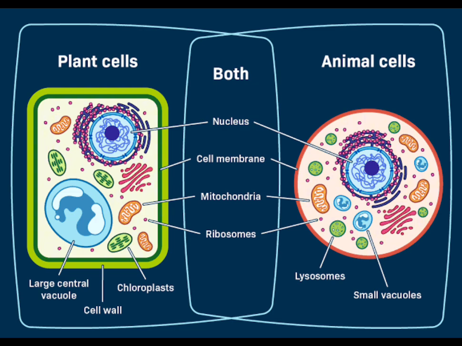To summarize, each organelle has a specific role that contributes to the survival of the cell. The nucleus controls the cell. Mitochondria produce energy. Ribosomes make proteins. The ER transports materials. The Golgi apparatus packages substances. Vacuoles store materials. Chloroplasts carry out photosynthesis. Cell walls provide support. Lysosomes digest waste. And centrioles assist in cell division.